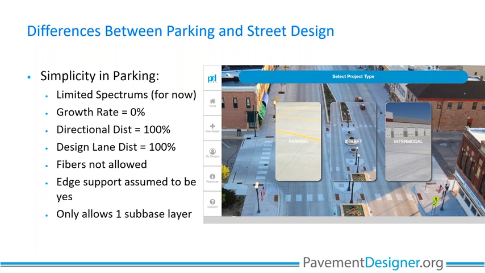Additionally, we have applied a traffic growth rate of 0% and a directional and design lane distribution of 100%. That means your pavement is being designed for all of the trucks that you specify. Additionally, we currently do not allow fiber use in the parking lot design, even though they may benefit your design within the module. It's really just applied there for simplicity's sake.